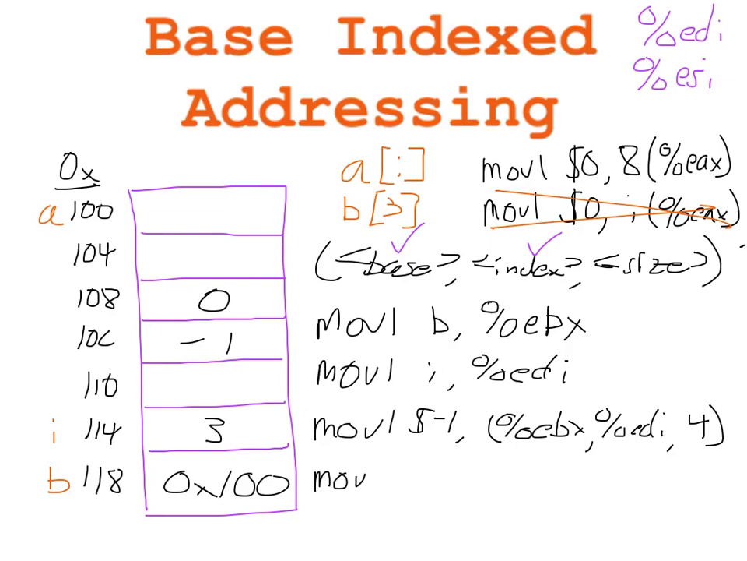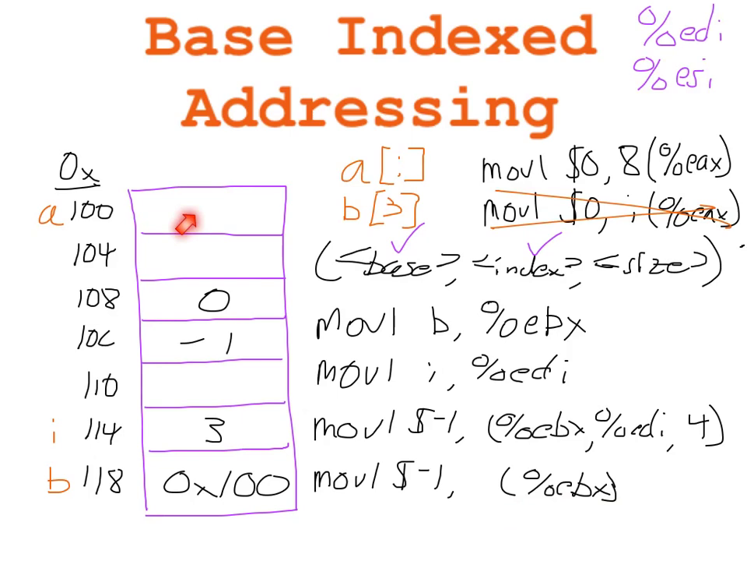We would do a move -1, and then the base of our array is specified in the EBX register. If this wasn't there already, we would need to first move the base into A register. We know it's in the B register already, so we'll use that. The B register contains address 100. And the parentheses will dereference 100, and we're going to put -1 there.